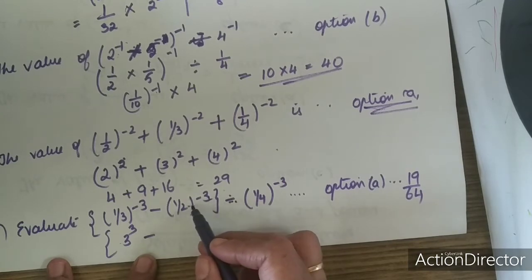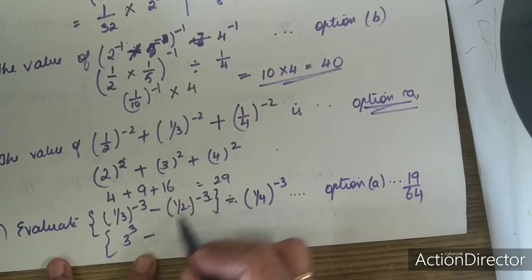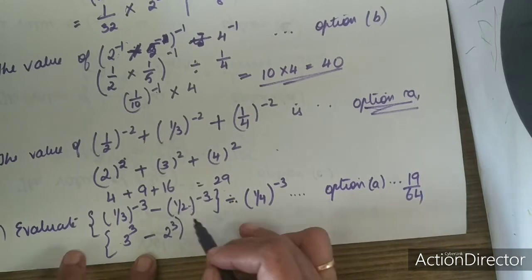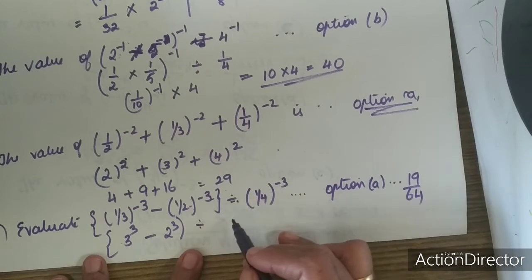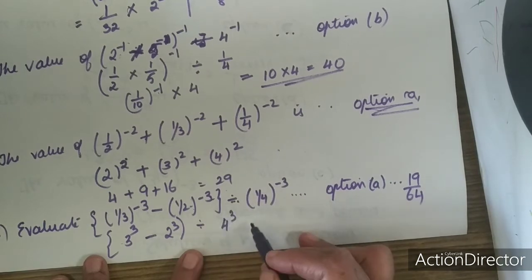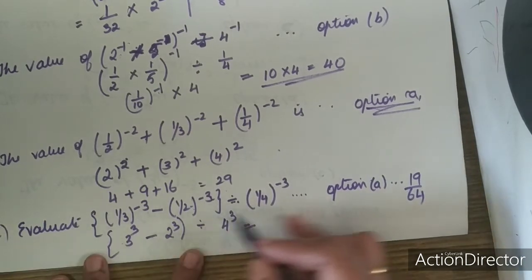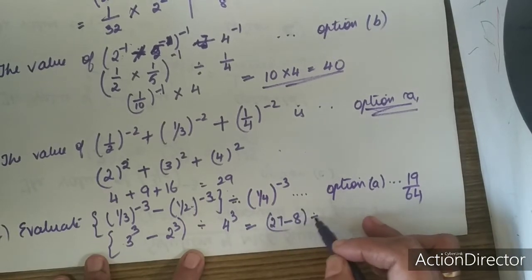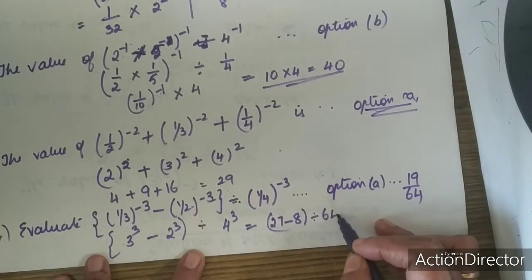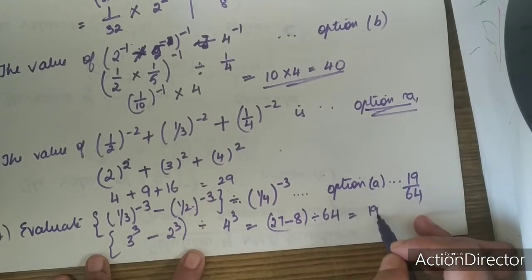Make the power positive means reciprocal the number. So 2 power 3 divided by 1 upon 4 power minus 3, so it is 4 power 3. So this is equal to 2 power 3 is 27 minus 8 divided by 64.